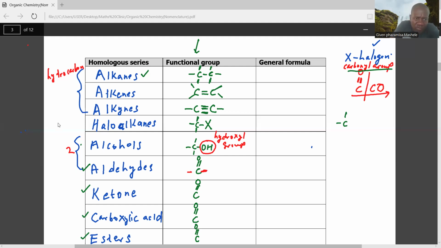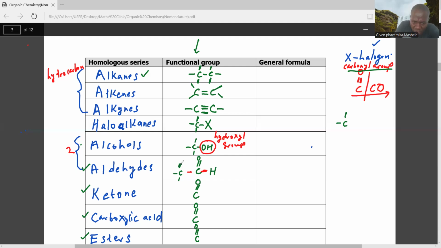One side of the carbonyl is a hydrogen atom, whereas the other side is a carbon. But for now, I will not say this is a functional group. It's not the functional group of an aldehyde. I just want to show you something. Within the aldehyde, one side of the carbonyl should be a hydrogen atom, and the other side should be a carbon, unless it's methanal, we'll talk about this.